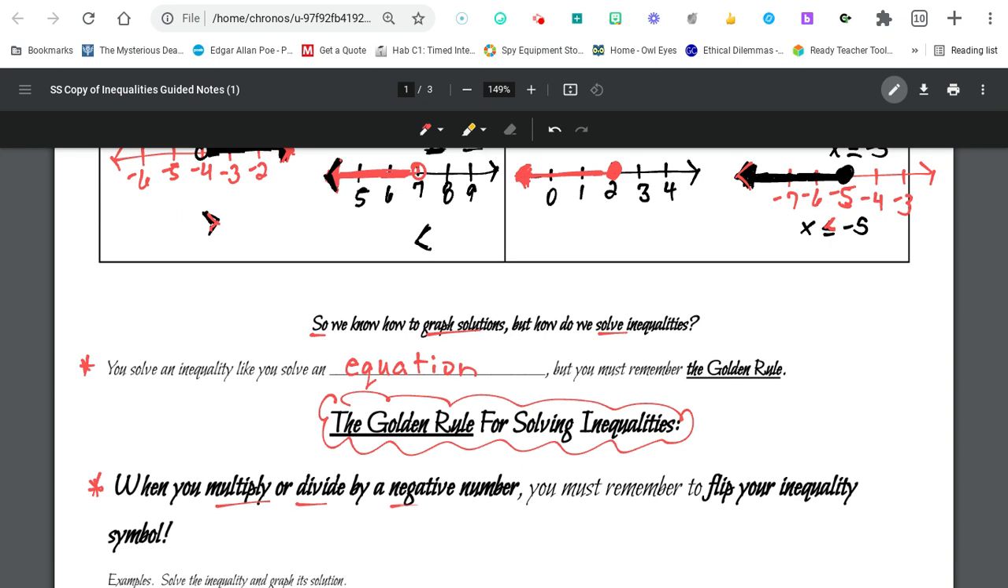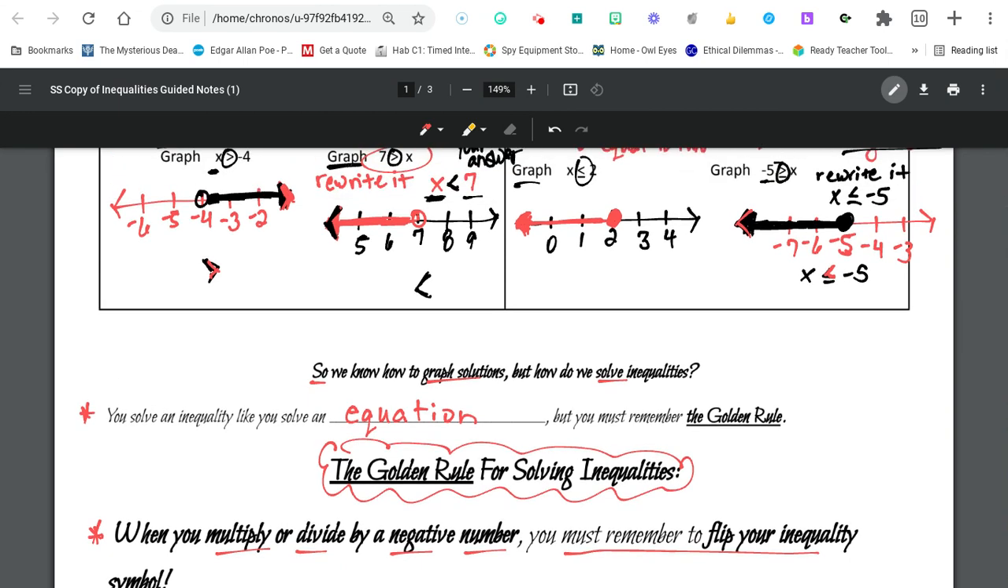When you multiply or divide by a negative number, you must remember to flip your inequality symbol, guys. That's the golden rule for solving inequalities. If you multiply or divide on both sides by a negative number, you must flip your inequality symbol when you do it. Okay, so we're going to take a look at some examples, all right?